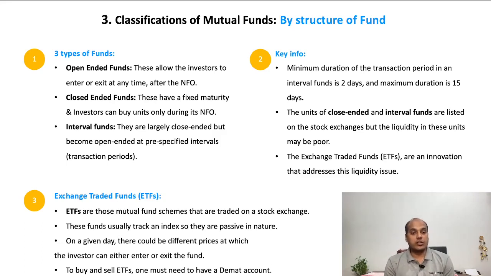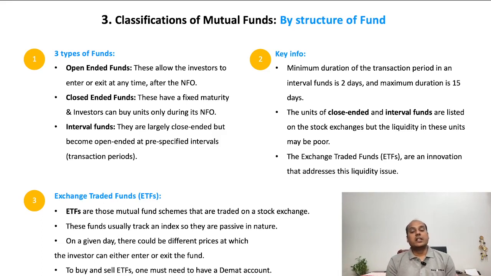So that's a challenge also with the closed-ended fund. Then interval funds. These are largely closed-ended funds, but they sometimes get open for a specific period, for let's say 7 days or 10 days, minimum 2 days to 15 days. That's when they are open and a person can exit out of it and can get an entry into it.